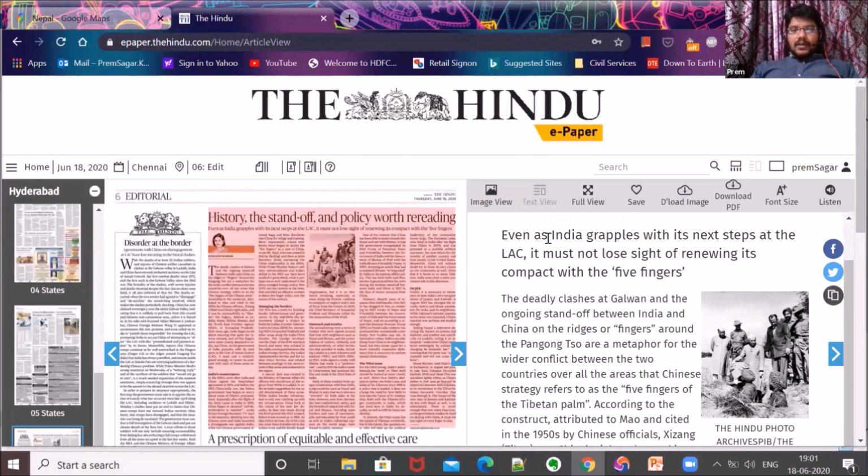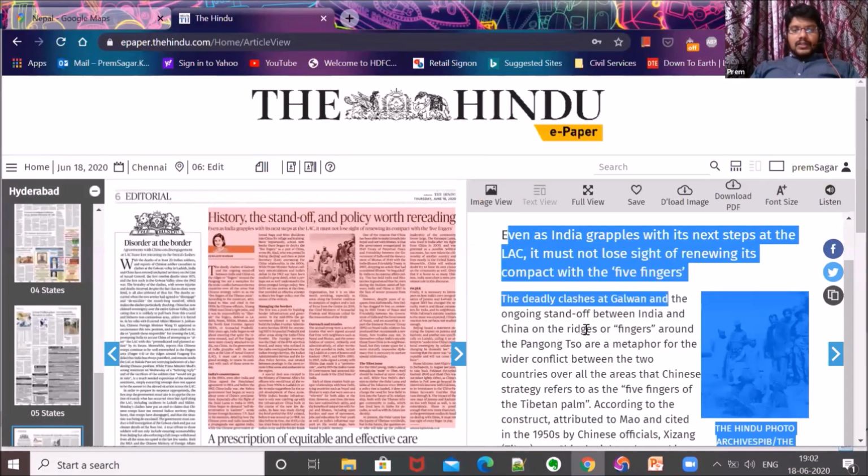So if you see here, overall, what the author is saying is basically China has something called palm and finger policy. You all know palm, right? Palm is this thing. So this is palm, and these are the fingers. So this is the policy China has towards Tibet and all the bordering countries with India. So here palm is Tibet.